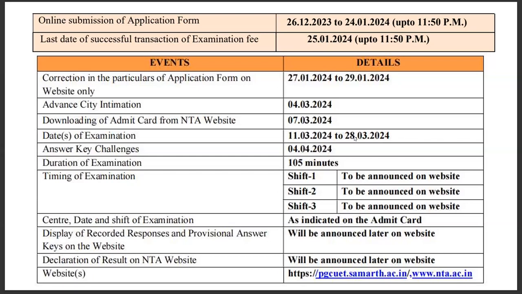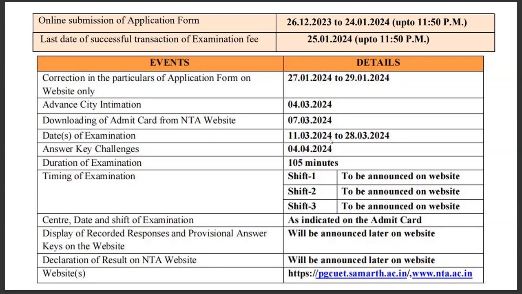Suppose the NTA answer key has some mistakes, in that sense we can argue. We can give challenges with proper evidence, or you can take some books. You can just mention the reference book and page number, and point out some theory also. They will accept it, and then they will change the answers also.